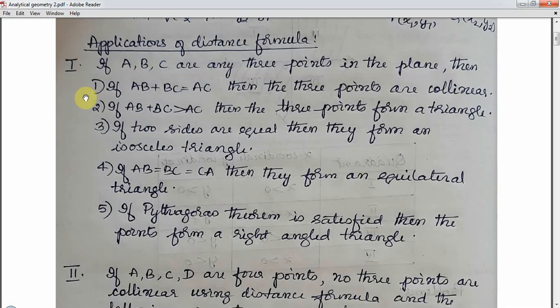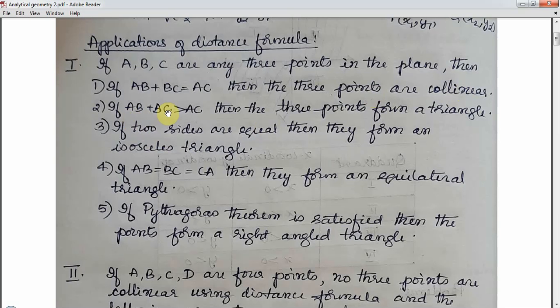Okay. So the first application. If AB plus BC is equal to AC, then the 3 points are collinear. If AB plus BC is equal to AC. ABC are 3 points. The distance from A to B plus the distance from B to C is same as the distance from A to C. That means all the points lie on the same line, or they are called collinear points. They lie on the same line.